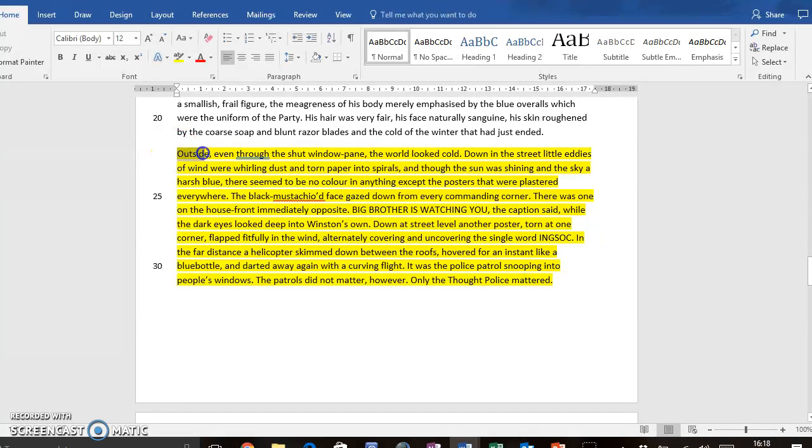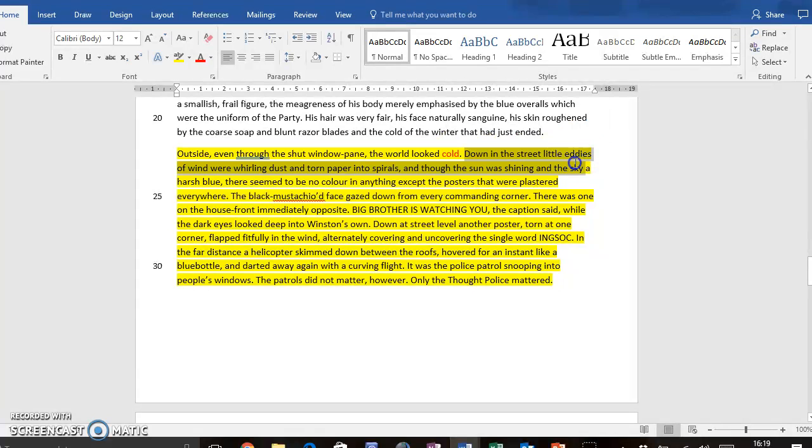So let's have a look at that extract on lines 22 to 31. So here we go, straight away we start with location. We know we're outside. The world is an outside world. So outside, even through the shut window pane, the world looked cold. So that's my first adjective that I'm thinking. I'm starting to wonder, what are the connotations with that adjective cold? Well, it's a harsh environment, it's not particularly friendly, perhaps the environment reflects the type of society in which he lives, it's a hostile environment, it's not one that's warm and friendly.